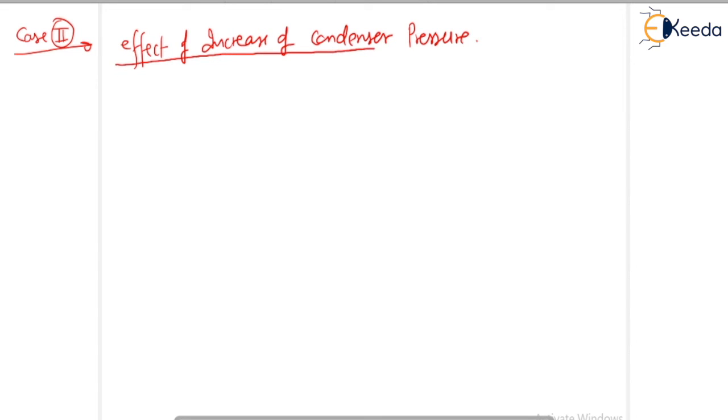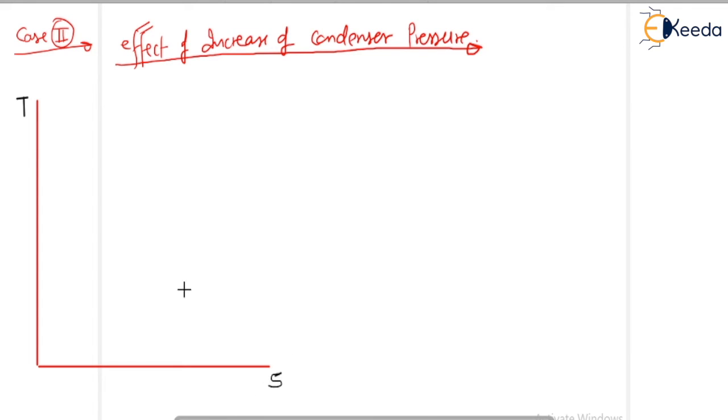What is the effect of increase of condenser pressure? So my dear friends, this is the T scale and this is the S scale, and this is our again saturation curve.